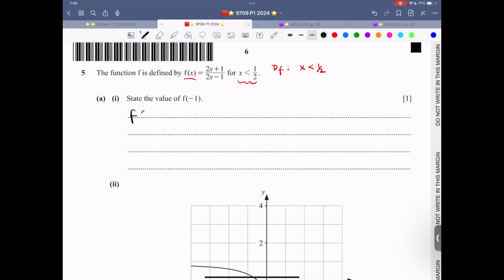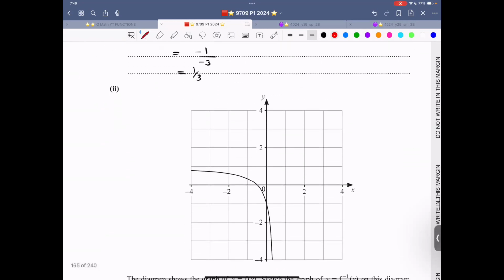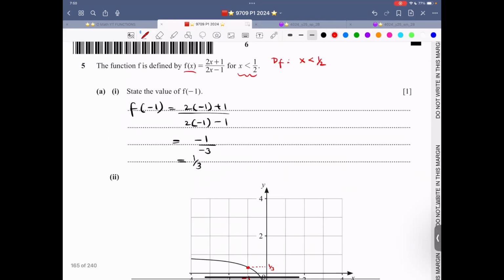Let's evaluate. So f of negative 1, that is 2 into negative 1 plus 1, and this is 2 into negative 1, negative 1. So negative 2 plus 1 is negative 1. And this is negative 3 at the bottom. Therefore, this comes out to be plus 1/3. Let's double check. This is negative 2. This is negative 4. This is negative 1. And this particular value. So therefore, this value is 1/3. Okay.